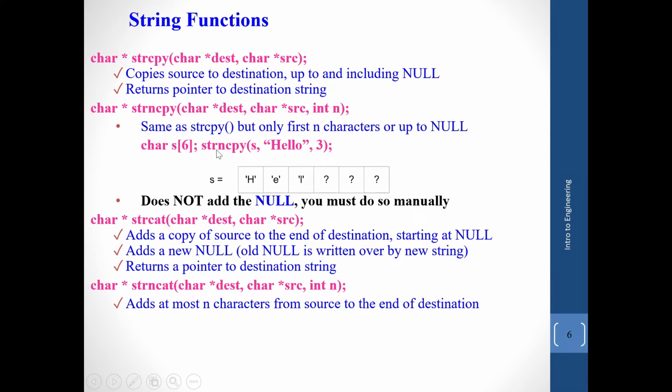Now when I'm using strncpy, this is different than strcpy because it does not add the null for me. Right? It does not add the null. You have to do it manually only when you use strncpy, only when you separate it by the number you want to.